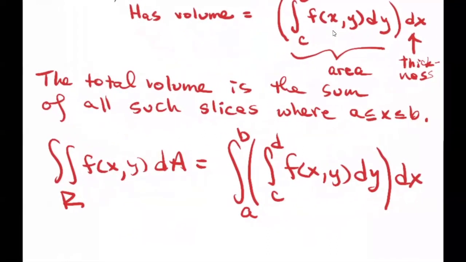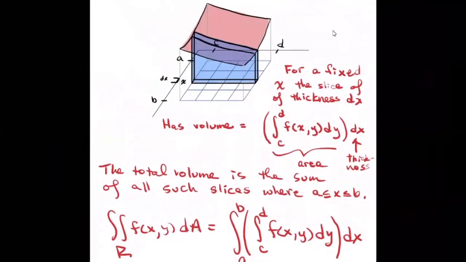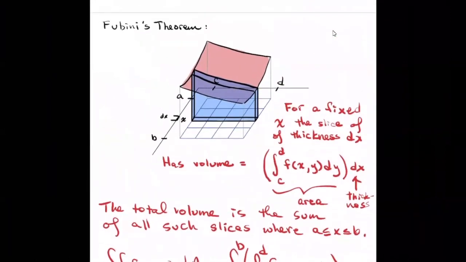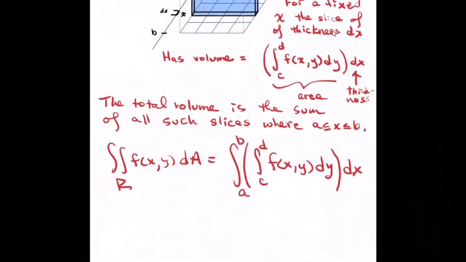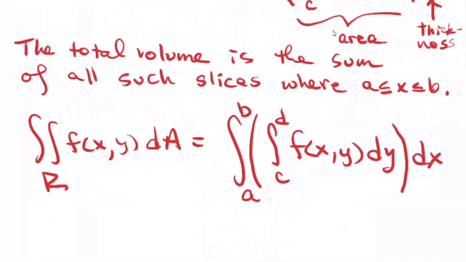Okay, so we're just doing slices, giving them thicknesses, and then letting x vary. But there's nothing special about the order that I just did here. So first of all, I'm going to make this a little smaller.